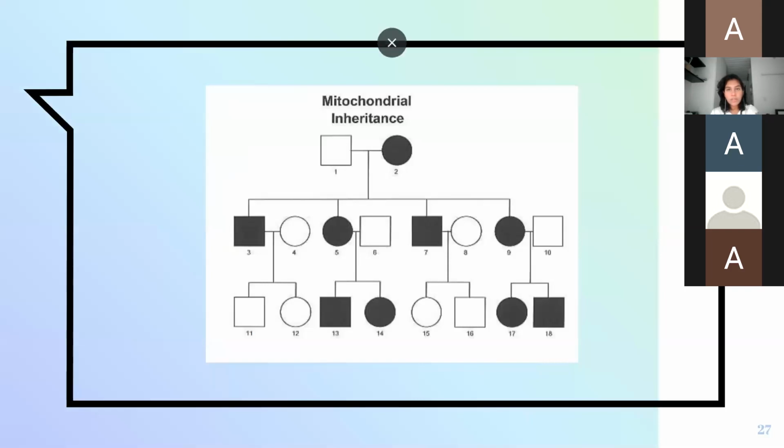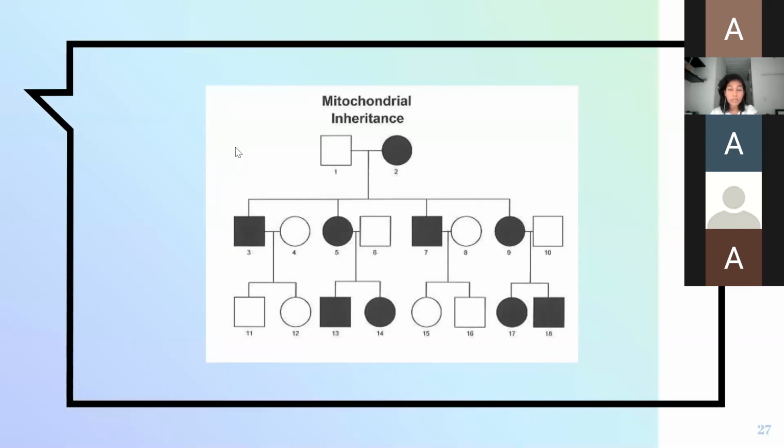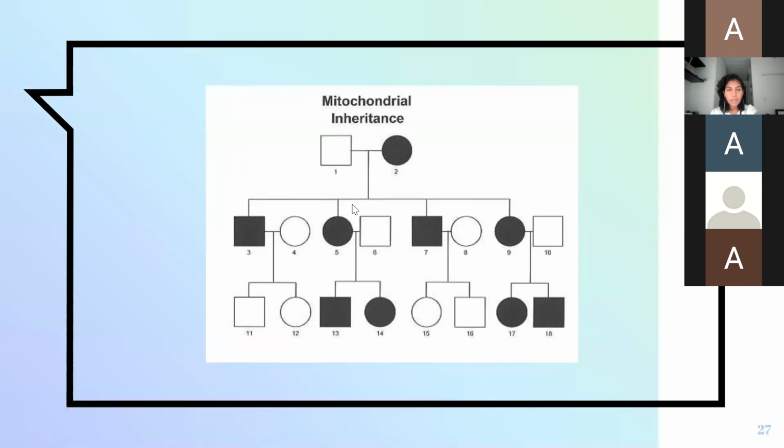And this is just a pedigree, or not pedigree, sorry. This is a family tree of what mitochondrial inheritance looks like. As you can see, again, it is passed down to every generation from the mother. So you can see that every child from the family is affected with mitochondrial inheritance.